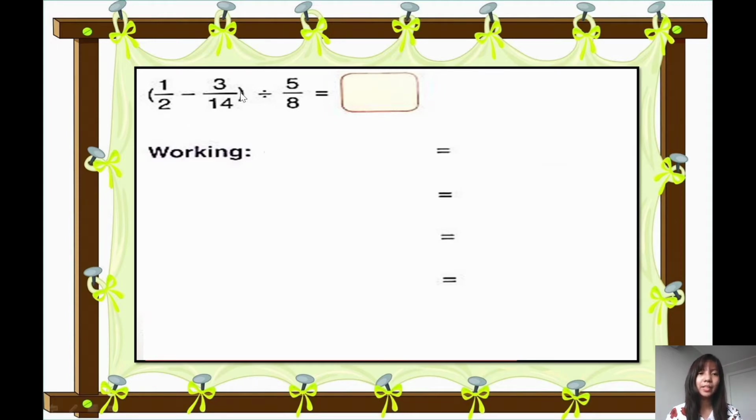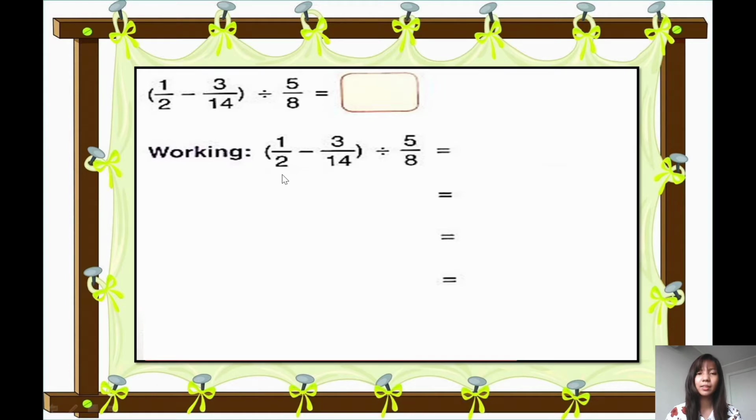Okay? So here, 1 over 2 minus 3 over 14. So, as you can see, it is subtraction. You have learned already on how to subtract fractions. So this time, we have different denominators. So our goal is to make them the same denominator so that we can subtract, right?